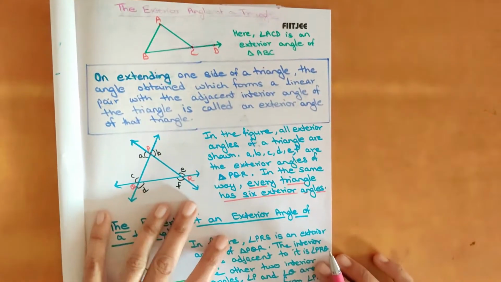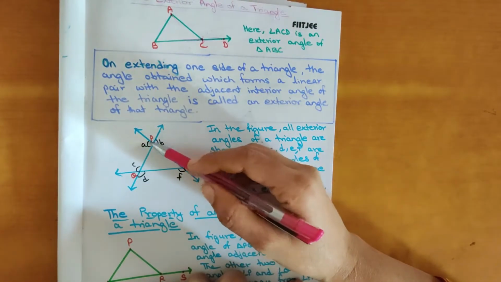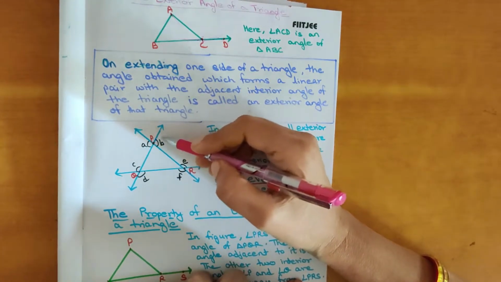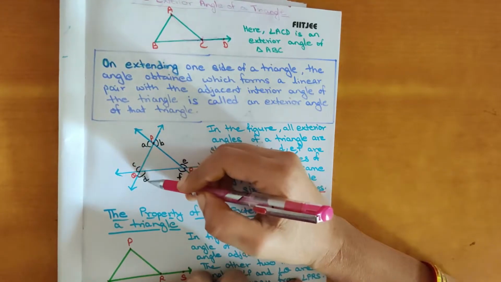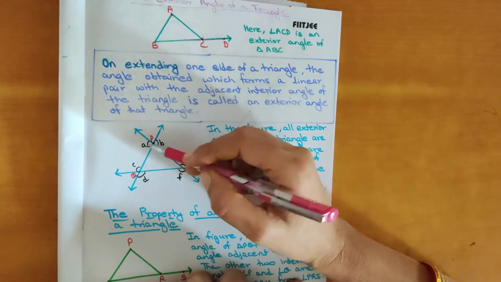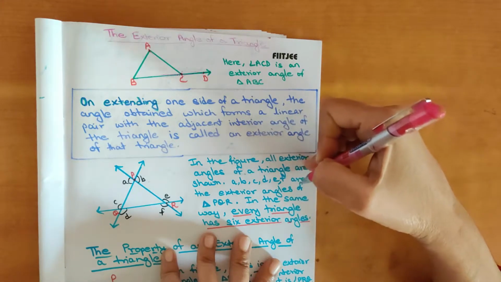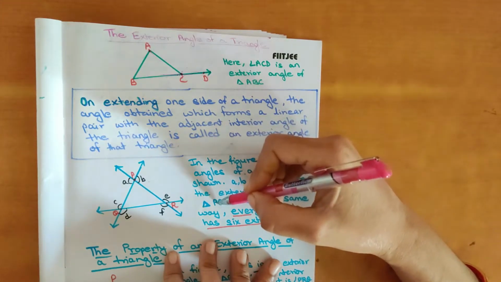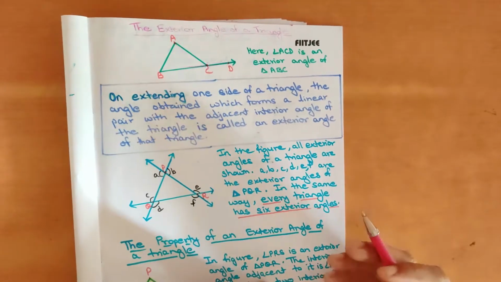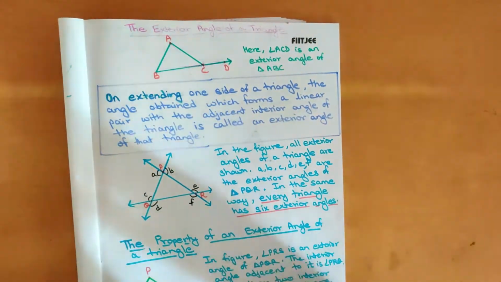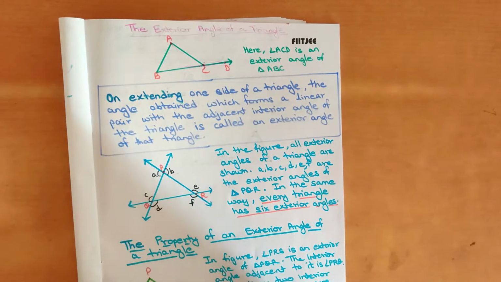Okay. So here in the figure, I have drawn a triangle PQR and extended the sides in both directions. How many exterior angles can you see in black color? Here we got 2, here 2, and here 2. At each vertex we get 2 exterior angles. So in the figure, all exterior angles of a triangle are shown. A, B, C, D, E, F are the exterior angles of triangle PQR. In the same way, every triangle has 6 exterior angles. Any triangle you draw, extending the rays, you will get 6 exterior angles.